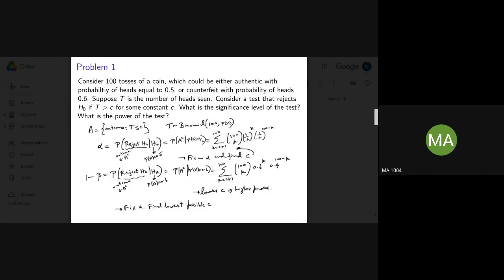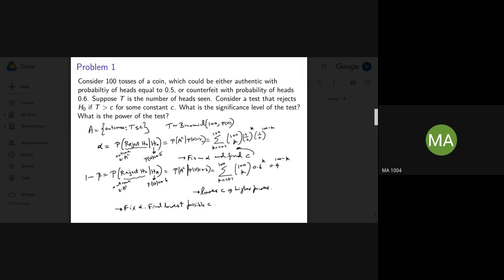Now after this test statistic, we have the test. So what is the test? Here the test is given to you. Consider a test that rejects H naught if T is greater than C. This C is a critical value, because this is the deciding factor.